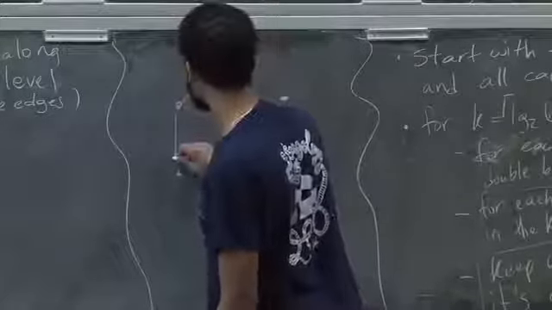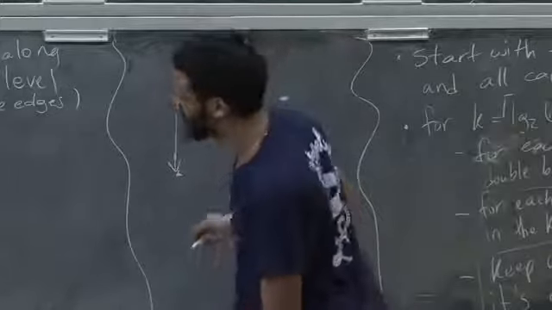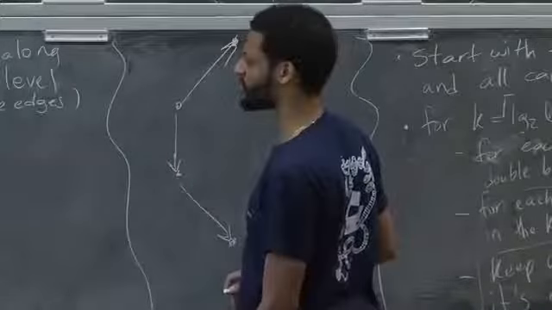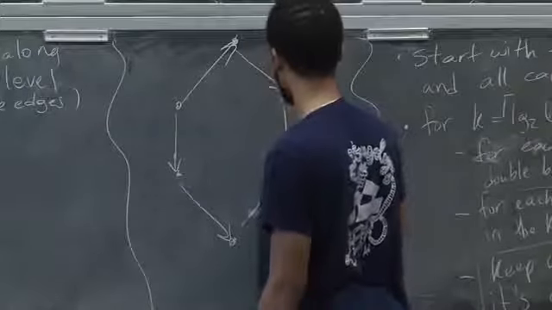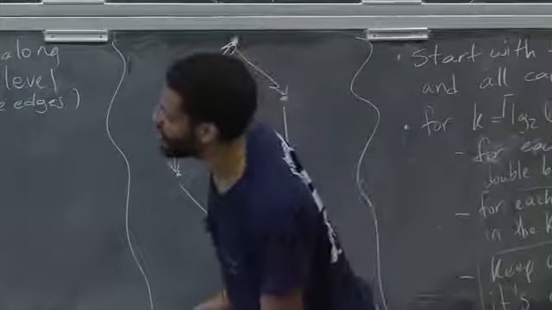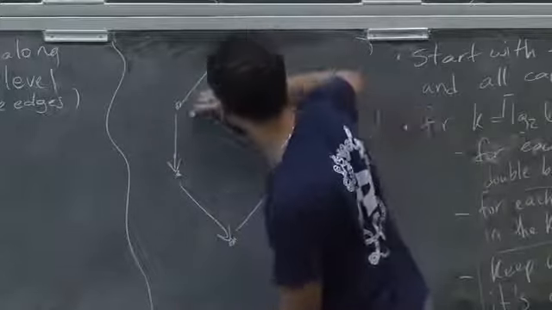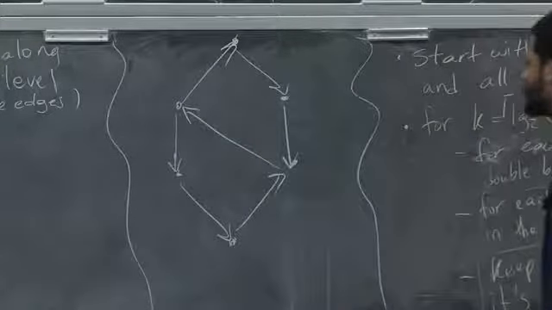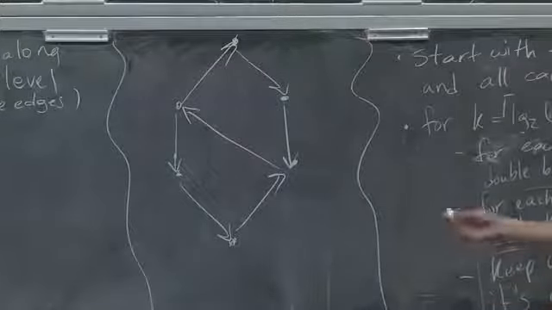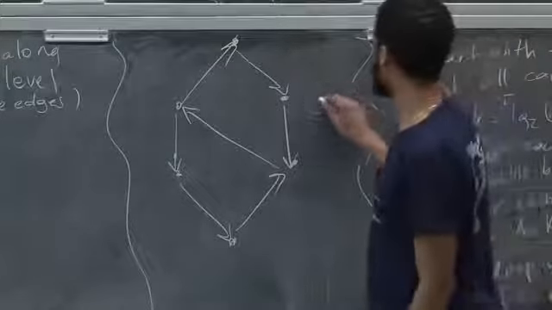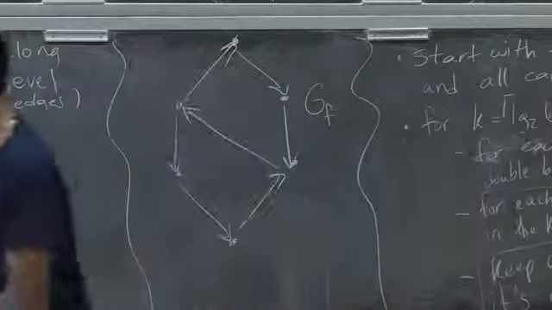This goes this way. This goes that way. This goes that way, this way, this way. And here you go, this goes reversed. Right? This is the residual graph. This is G_F, where this is my flow F.